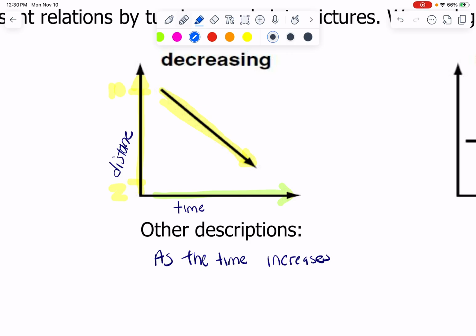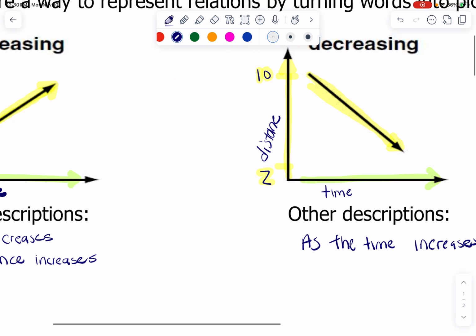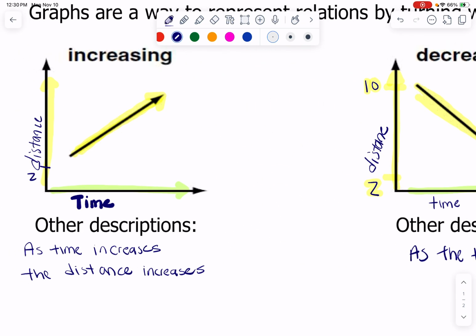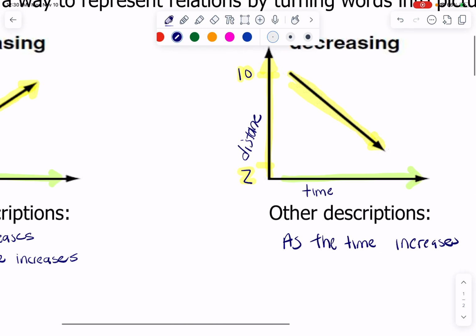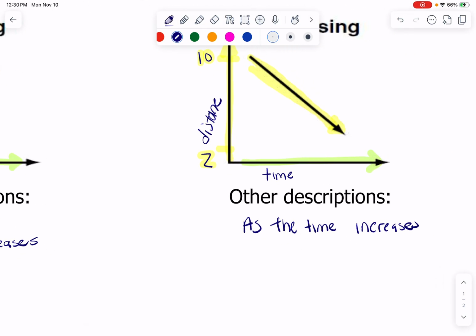Well, you can't read that. Hang on a second. This is 10 and this is 2. Whereas over here, if I started at 2, I went up to 10. Now I'm starting at 10 and going down to 2. So as the time increases, we're going to say the distance decreases.